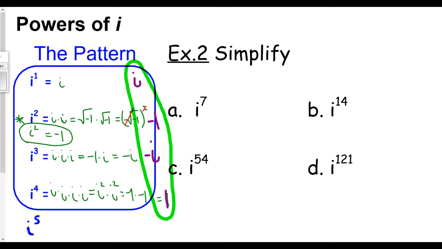One easy way that you can remember that pattern is simply to look at it and repeat: i, 1, i, 1, negatives in the middle. Okay?